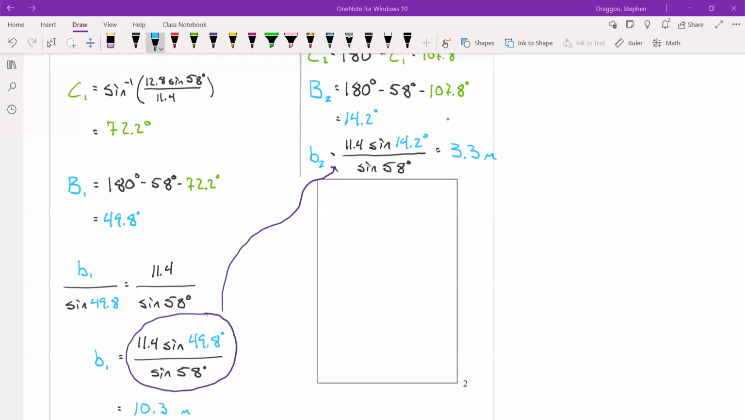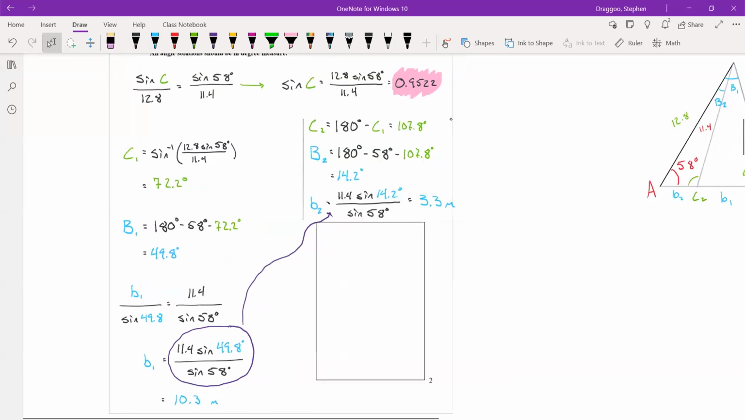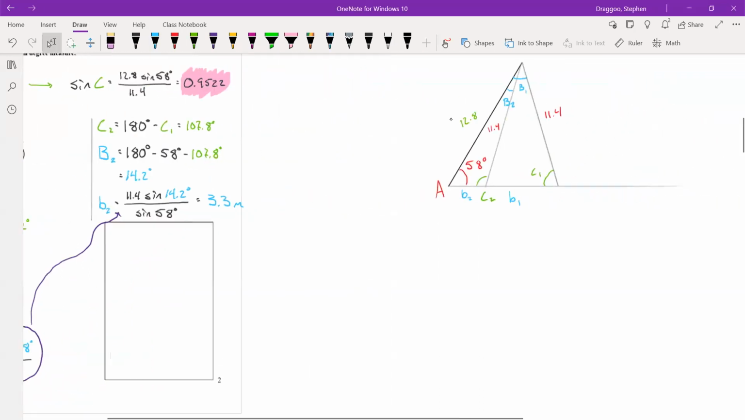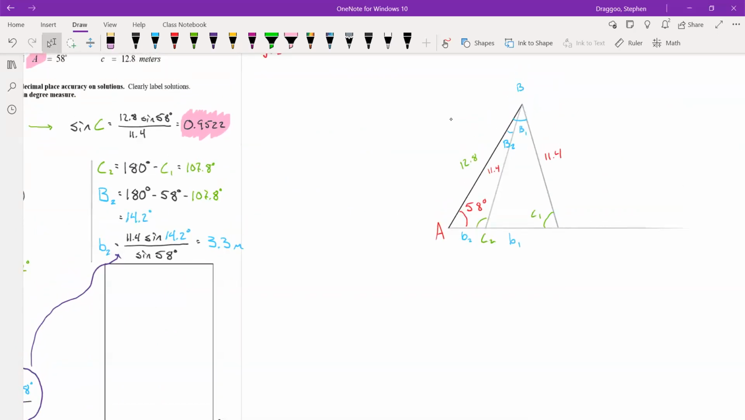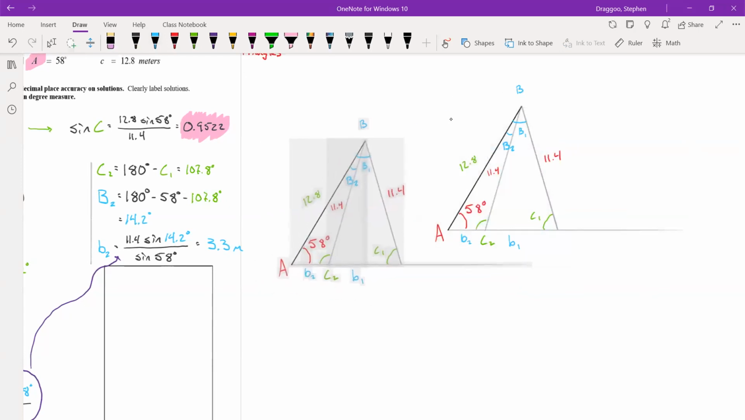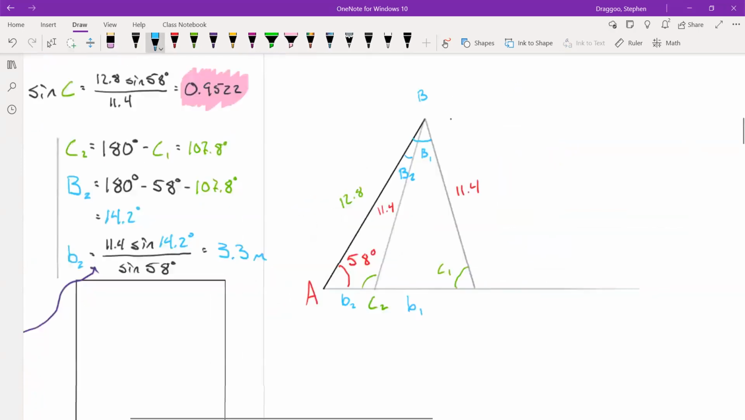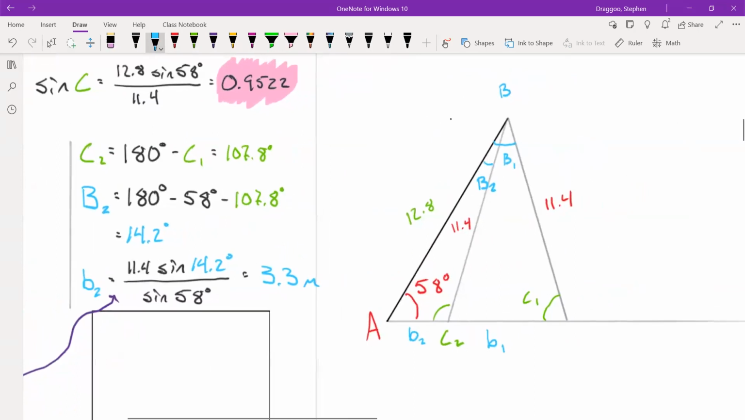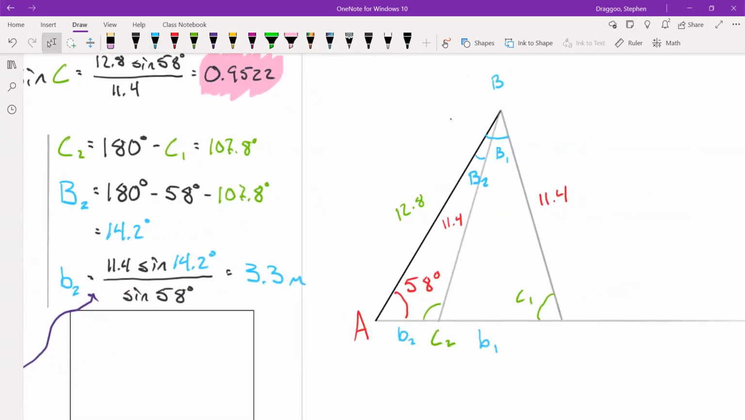Confused on why there are two of everything. So there's two of everything that wasn't given to us because there is ambiguity in the first angle that we solve for, angle C2. It's almost like I was prepared for that question. So this is a quick sketch of what those two triangles look like.